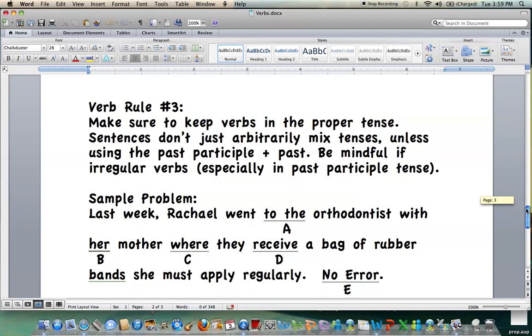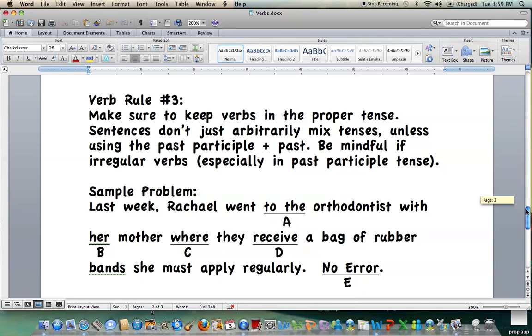So here's a sample sentence. Going to see if you can pull out the error. Go ahead and pause. When you're ready, come back. Okay, let's read this sentence. Last week, Rachel went to the orthodontist with her mother, where they receive a bag of rubber bands she must apply regularly. Maybe you picked up on it.